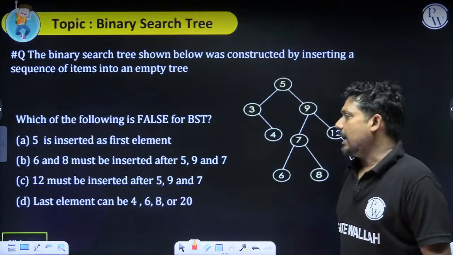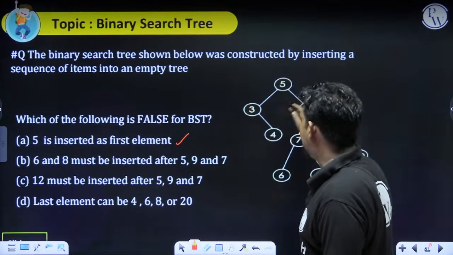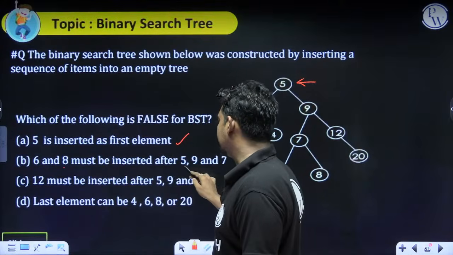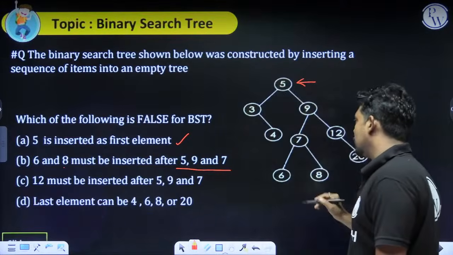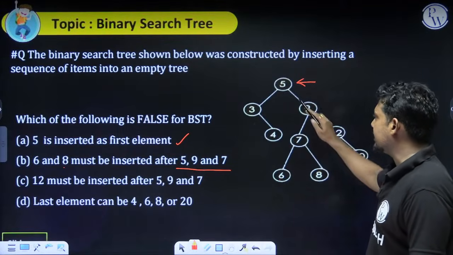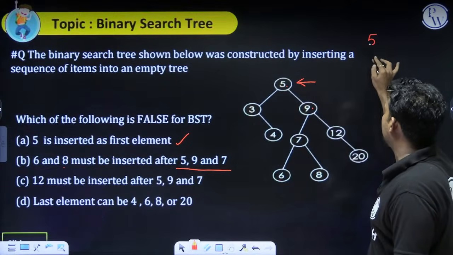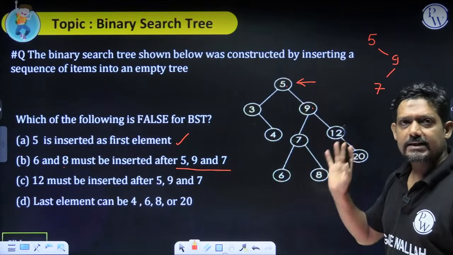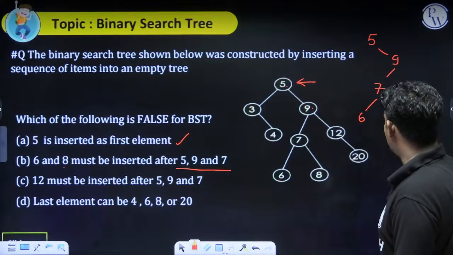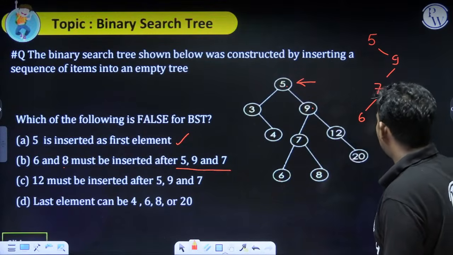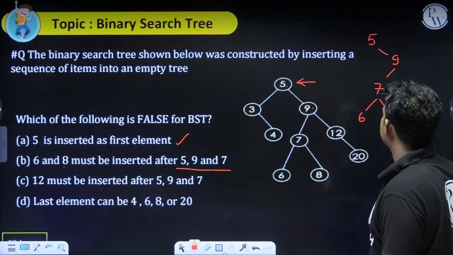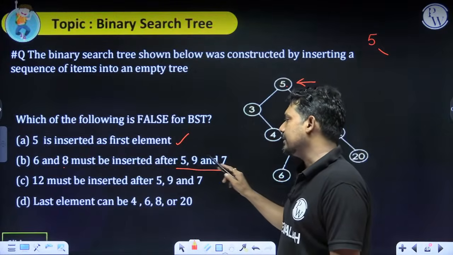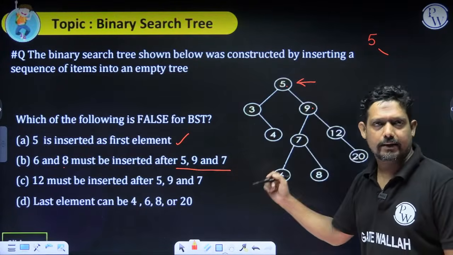Now 5 is inserted first, definitely 5 should be inserted as the first element. 6 and 8 must be inserted after 5, 9 and 7. So you look here: 5, 9 and then 7. Then if you insert 6 and 8, 6 will go to the left and 8 will go to the right. Now if these are not inserted, suppose 9 is not inserted, then you violate this: you insert 6 and violate 5, 9 and 7.